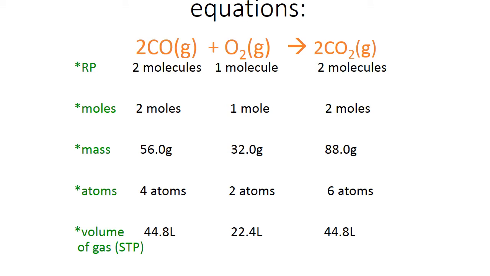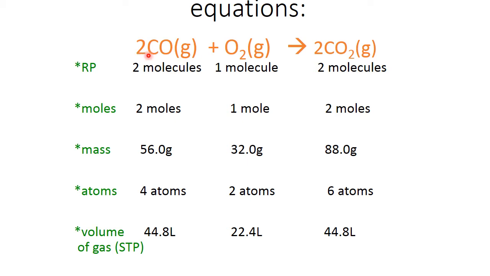Now in terms of volume, we have 2 moles and we have 44.8 liters. 1 mole, 22.4 liters. 2 moles, 44.8 liters. So here we can develop a relationship between the volume of gas at STP, and STP means standard temperature and pressure. 1 mole of any gas at standard temperature and pressure is going to occupy 22.4 liters. Doesn't matter what the gas is, whether it's oxygen, carbon monoxide, carbon dioxide.